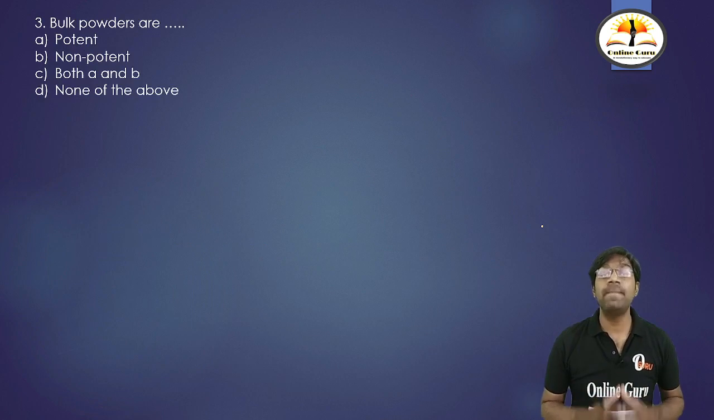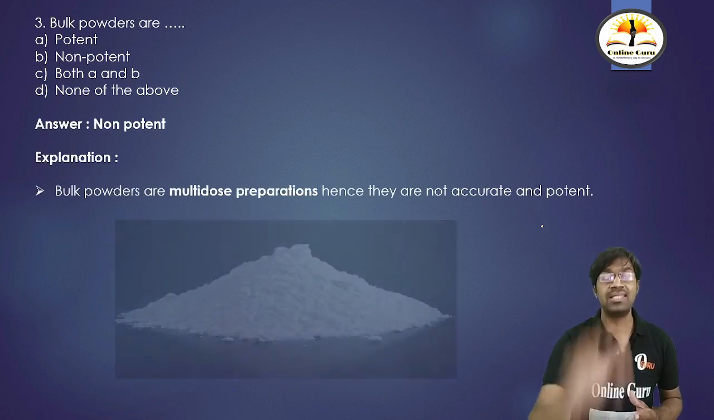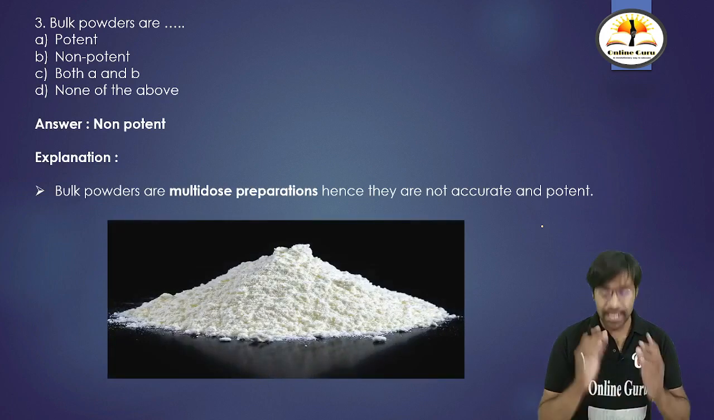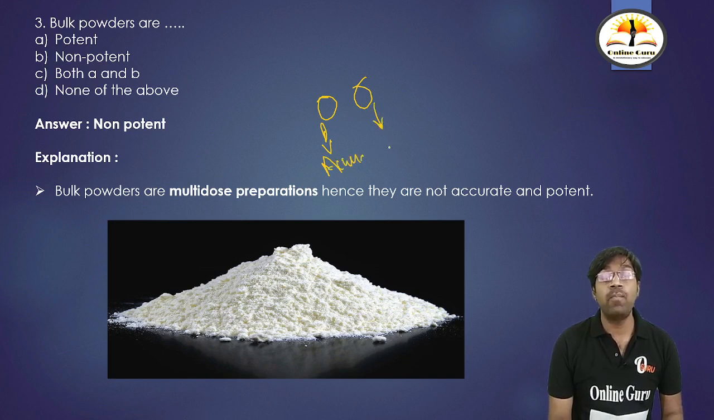The third question: bulk powders are A. potent, B. non-potent, C. both A and B, and D. none of the above. The answer is non-potent. See here, potent drugs or dosage forms have the highest accuracy, while non-potent dosage forms like bulk powder do not have accuracy.